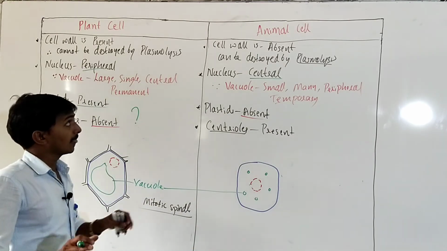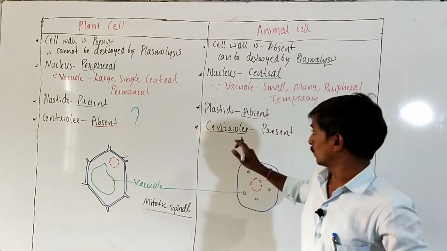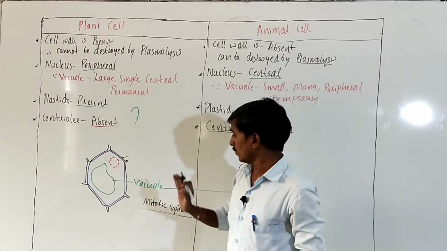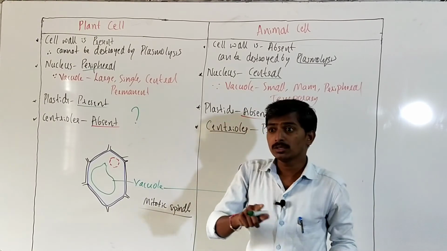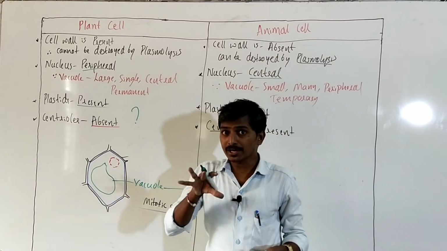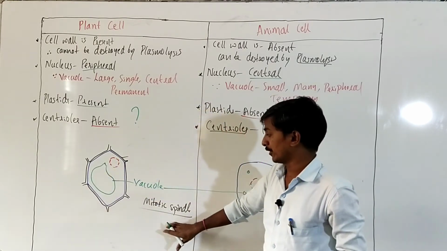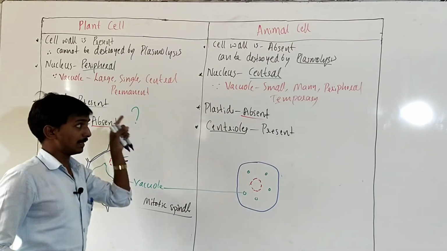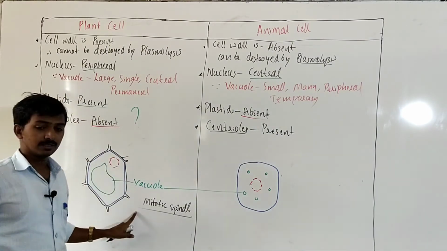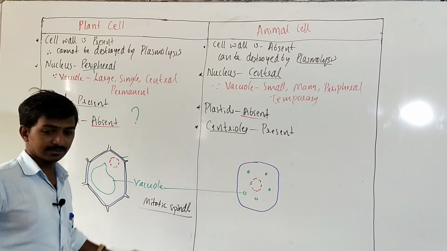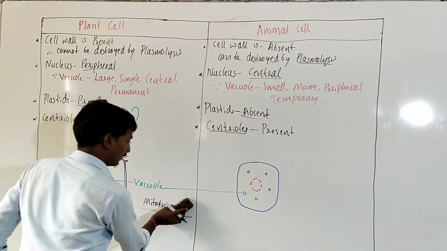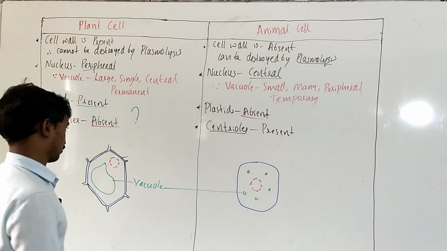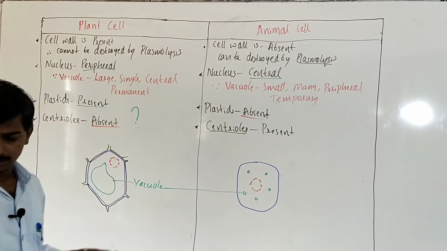The question is: animal cells have centrioles, they will form the mitotic spindle during cell division, but plant cells do not have centrioles, yet they form spindles. How? Which part of the plant cell forms the mitotic spindle? Tell me the answer in the comment section, or else wait till the chapter completes, in the further videos. Okay, that's about spindles.